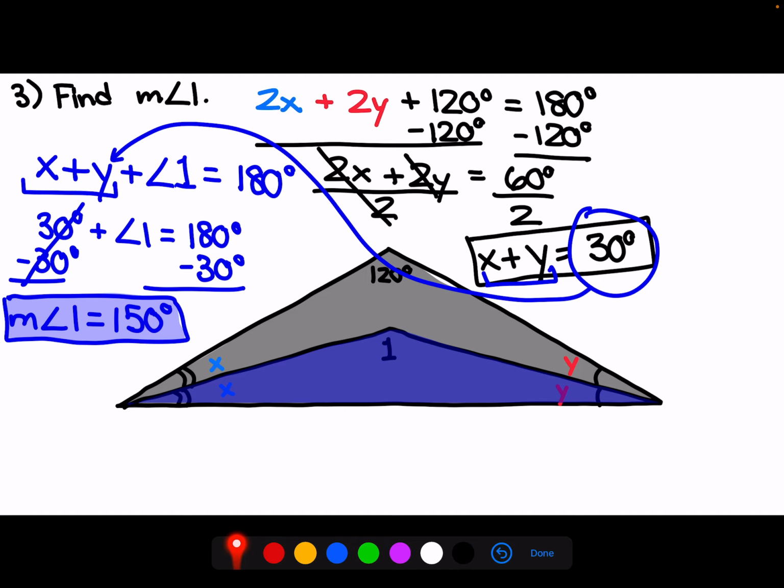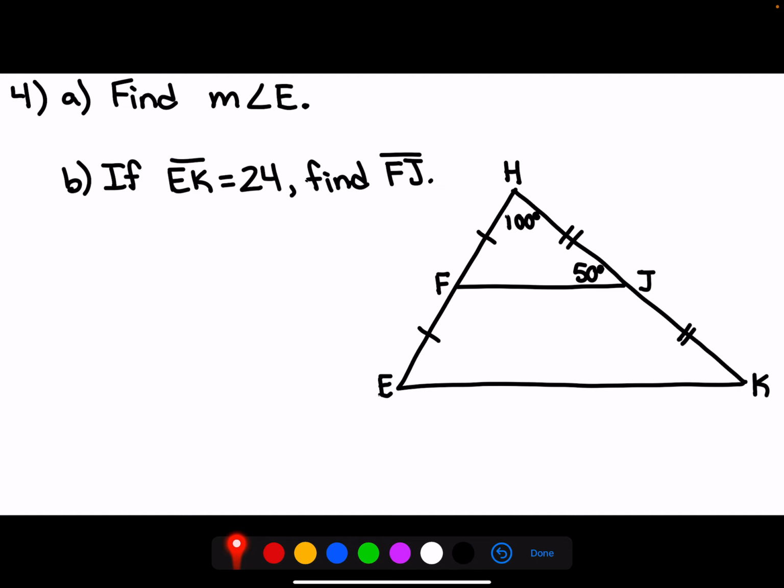All right, next up, number 4. Find the measure of angle E, and if segment EK is equal to 24, find FJ. So first off, with measure of angle E, we're going to use the midsegment theorem. The reason I can use this is because I have 2 midpoints, point F and point J.